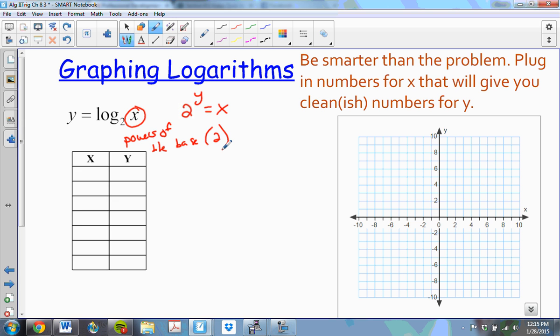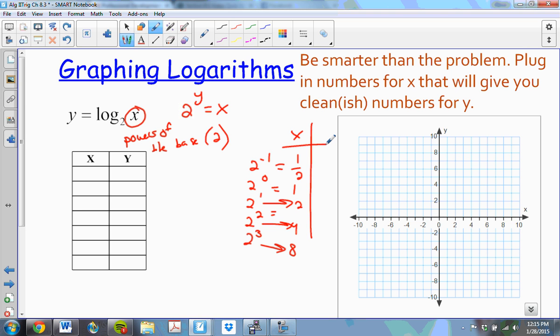Powers of 2. So powers of 2 are like 2 to the negative 1, 2 to the 0, 2 to the first, 2 to the second, 2 to the third: a half, 1, 2, 4, 8. So I'm going to plug those numbers in for x. So that'll be my x column. I'm going to plug in a half, 1, 2, 4, 8. I won't plug in 16 because that gets too big. So I can also plug in a quarter. A quarter is a power of 2. Well, let's do this one first. Let's talk through this one.